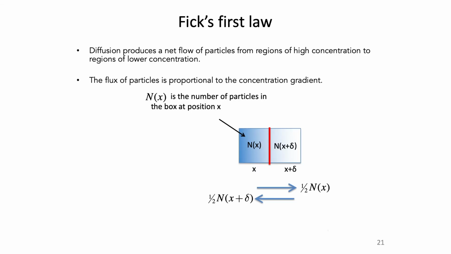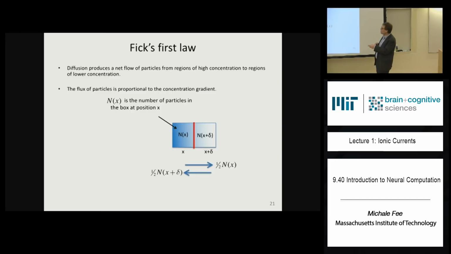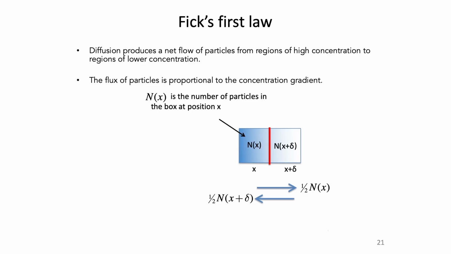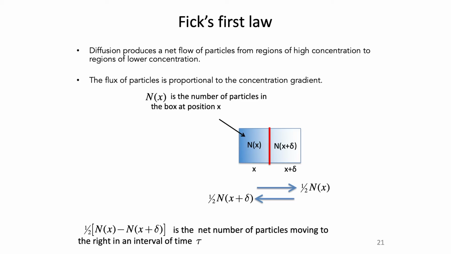Each particle here might have a 50% chance of diffusing here or staying here or diffusing somewhere else. And particles here also equally have probability of going either way. But just because there are more of them here, there's going to be more particles going that way. Okay? And so you can just calculate the number of particles going this way minus the number of particles going that way. And that gives you the net number of particles going to the right.